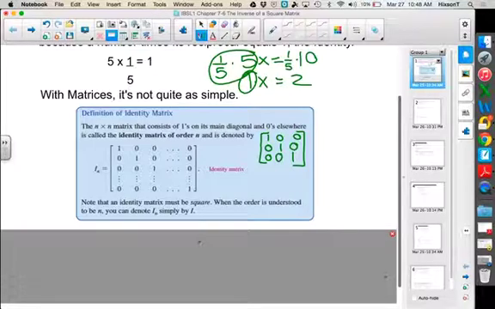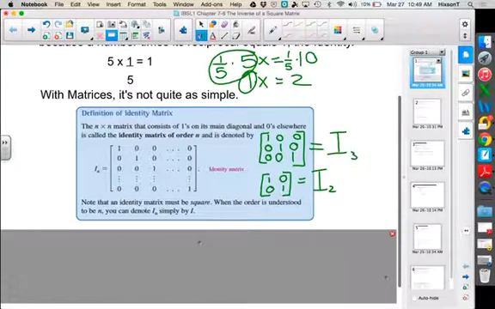Now, notice it says the order is understood to be n. You can denote it I sub n. We use a capital I to represent our identity matrix. I could call this I sub 3 because this is a 3 by 3 matrix. If I wanted I sub 2, I would just have 1, 0, 0, 1. That would be my identity for 2 by 2 matrices.